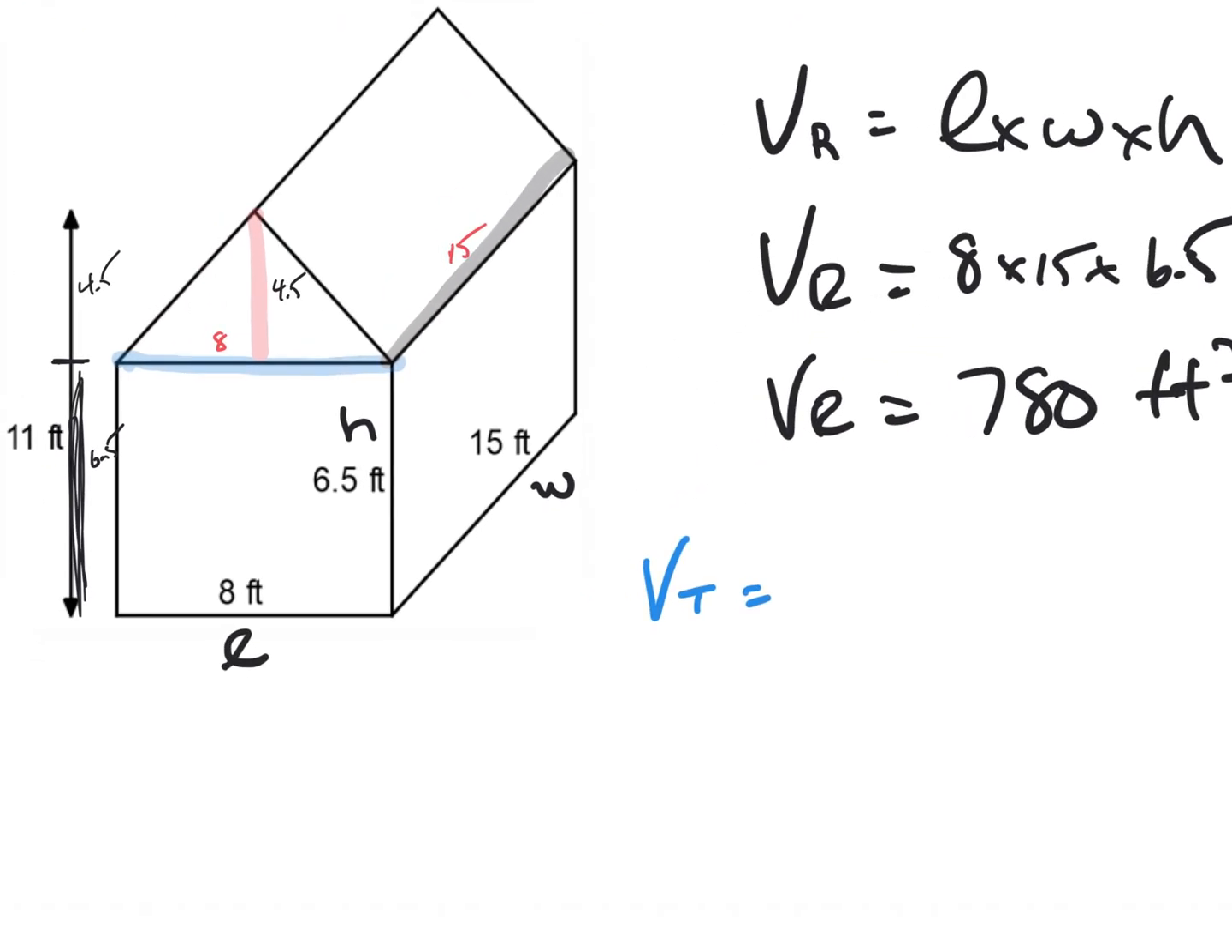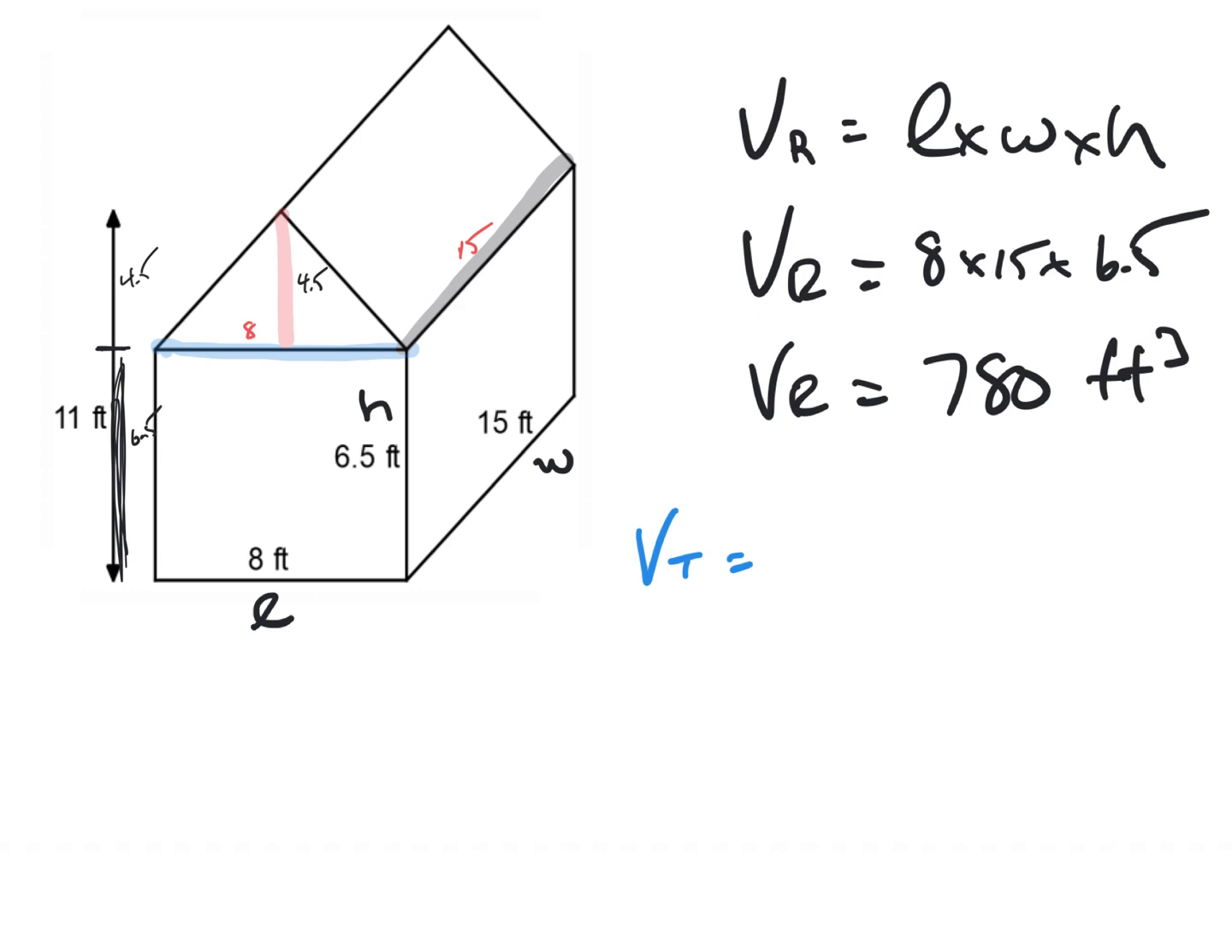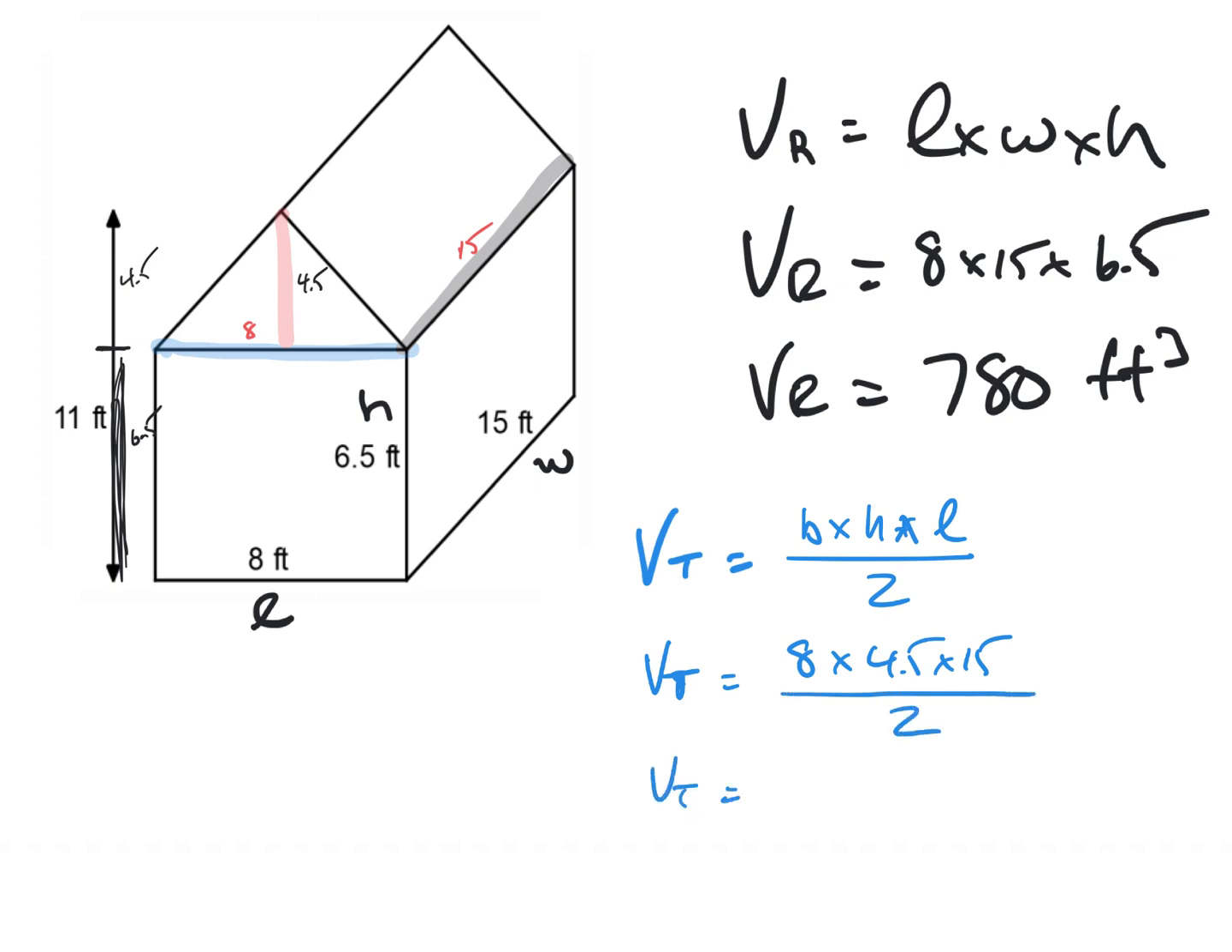So, with that in mind, we can go ahead and figure out the volume of the triangular prism, because it's base times height times length all over 2. And that is 8 times 4.5 times 15 all over 2. So, again, correct me if I'm wrong, I think you get 270 cubic feet when you multiply those three things and divide by 2. Is that right? Okay, cool.